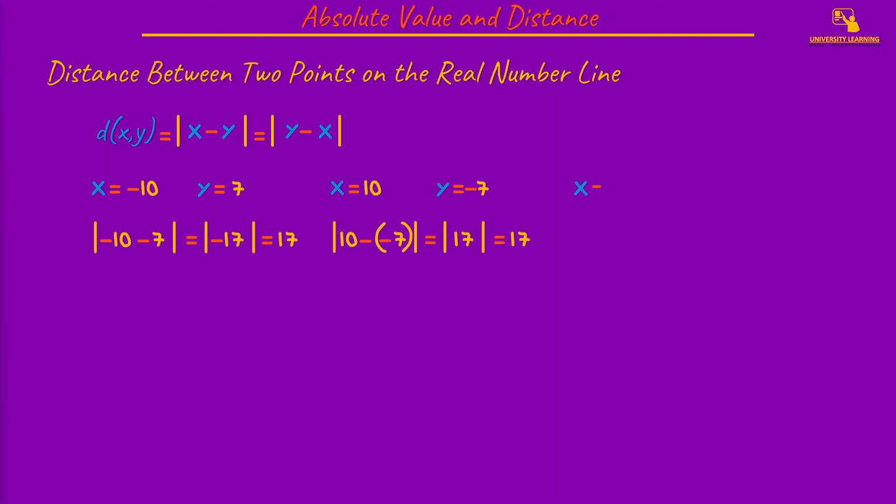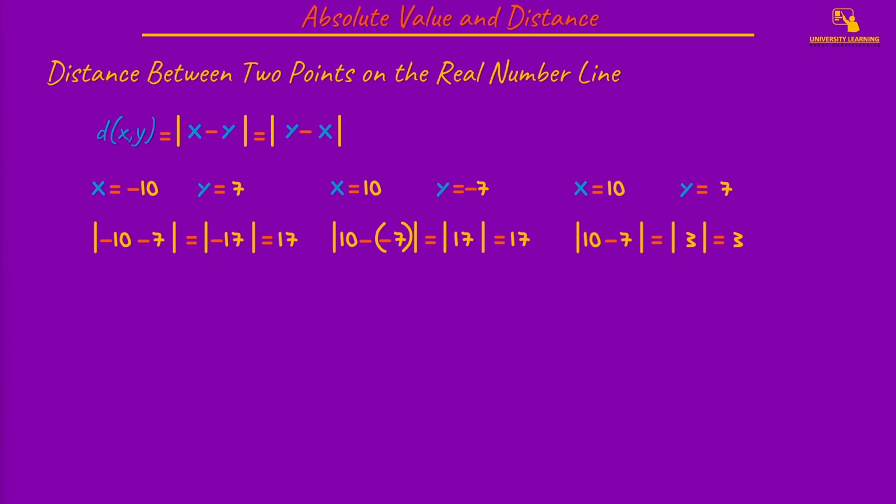Now let's move to the other scenario. Let's say that x is equal to 10 and y is equal to 7. Let's calculate the distance between these two numbers. We will have the absolute value of x, which is 10, minus y, which is 7. So we can see that it will be equal to the absolute value of 3, so it will be equal to 3.